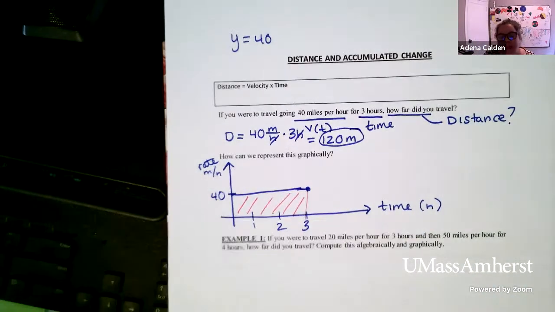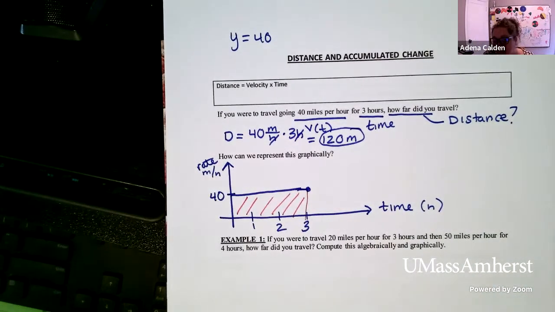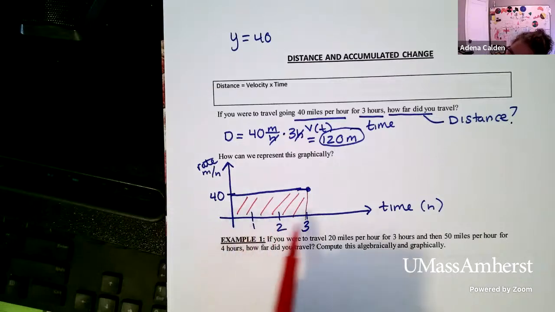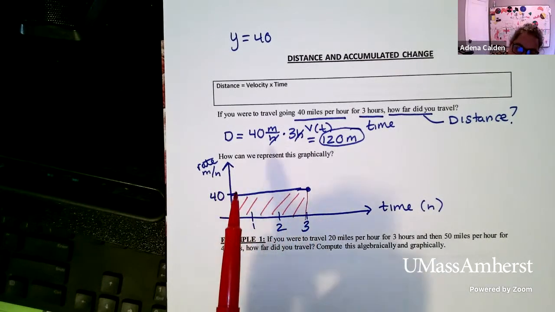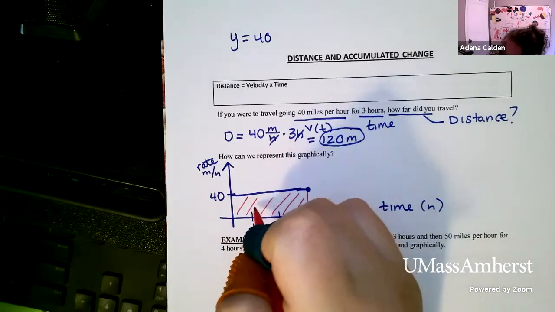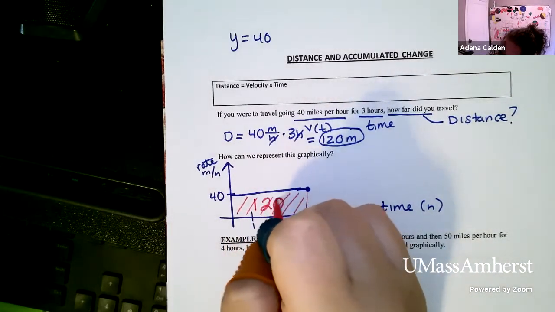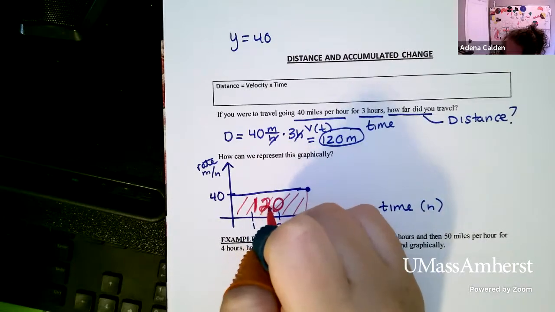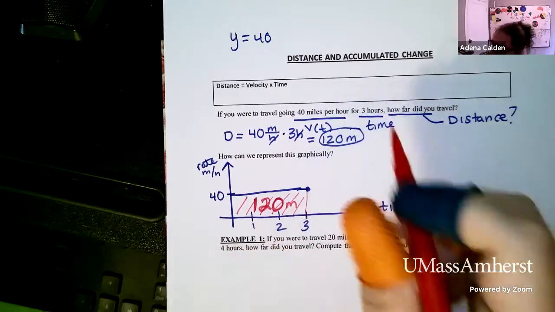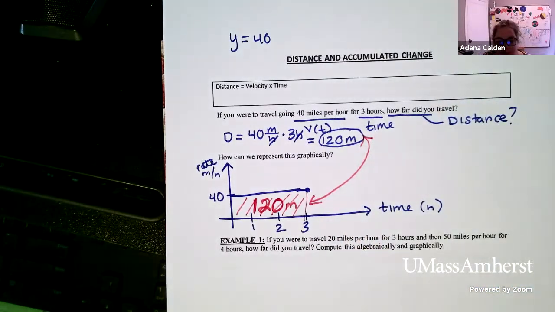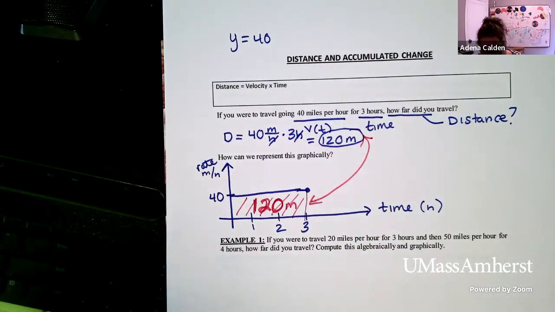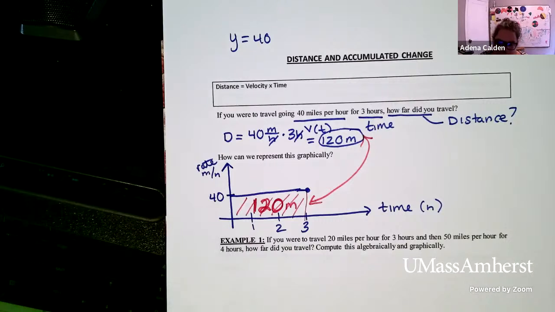And you'll notice that that area is a rectangle, right? So if we want to get the area of a rectangle, we're going to do height times width. So we do 40 times 3, which is 120. Now you'll notice that that's the same as what we got up here multiplying. That's not a coincidence, right? So we're multiplying the rate times the time.